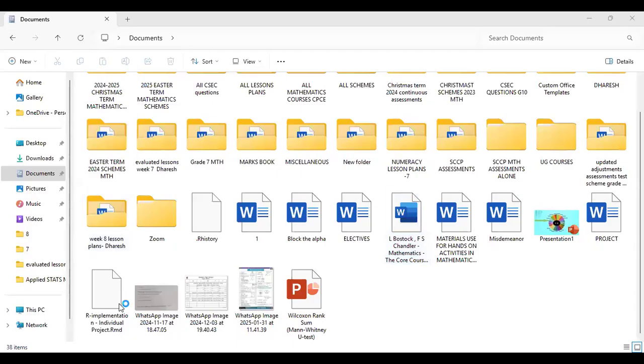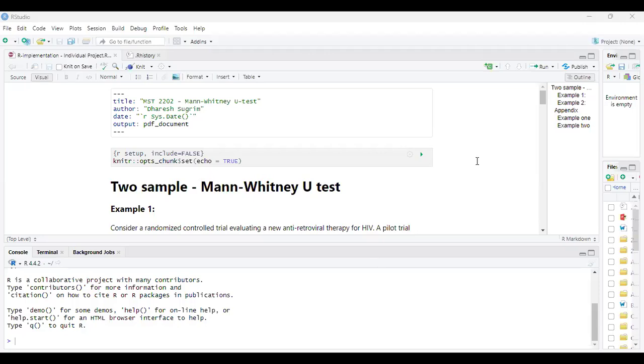So now we're going to go to the R implementation, the R code, and we're going to open RStudio. As you can see, the document has been opened. The title, name of the course, Mann-Whitney test, author name, my name, Darish Sugrim, and other information there.